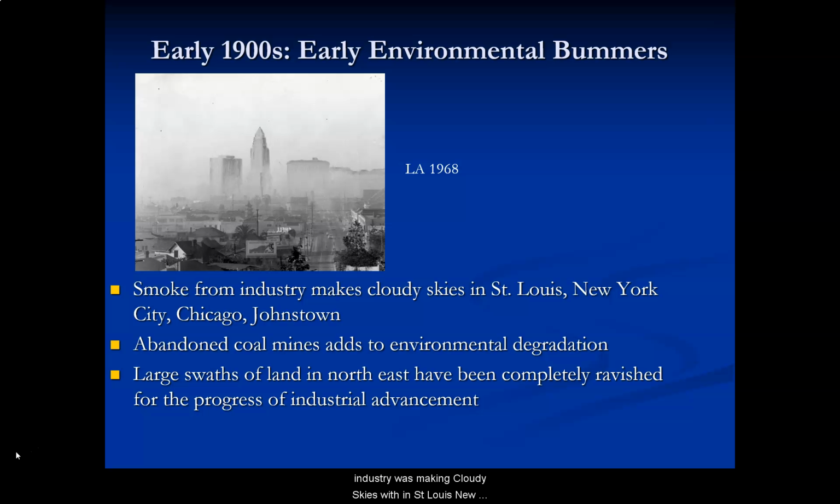Smoke from industry was making cloudy skies within St. Louis, New York, Chicago, and Johnstown, PA. Abandoned coal mines were being left behind, and this added to environmental degradation. Back in the early 1900s, after a coal mine went out of business, it was allowed just to be abandoned. Also, large swaths of land in the northeast had been completely ravaged for the progress of industrial advancement, and many forests had been torn down.